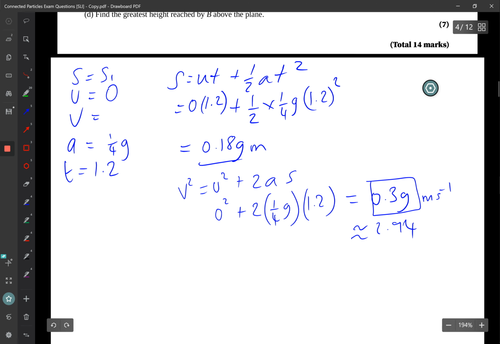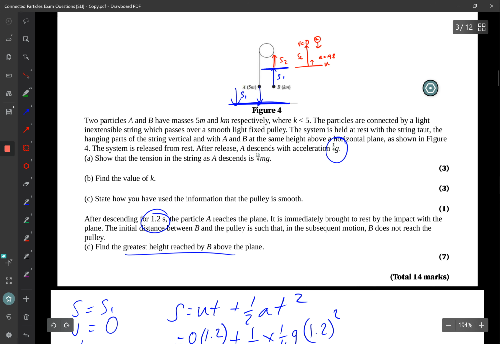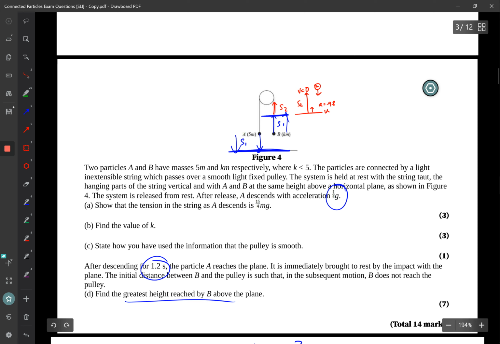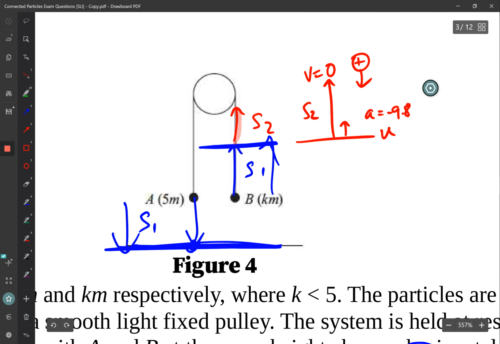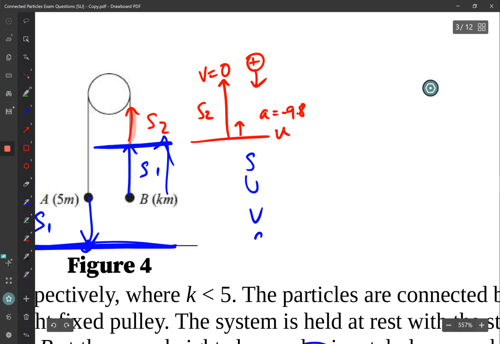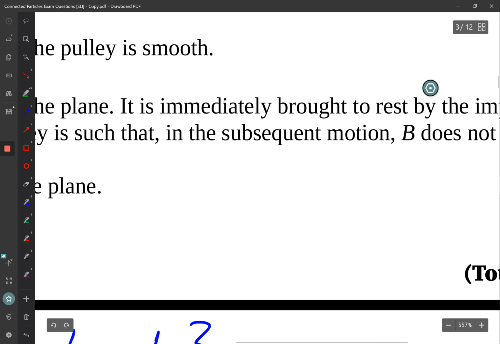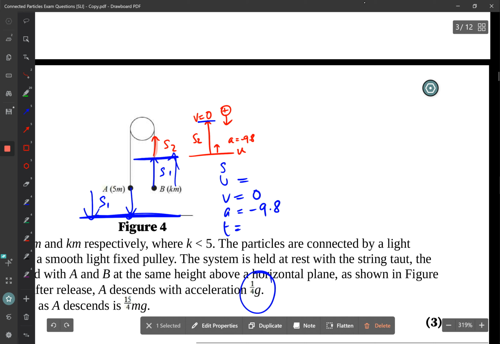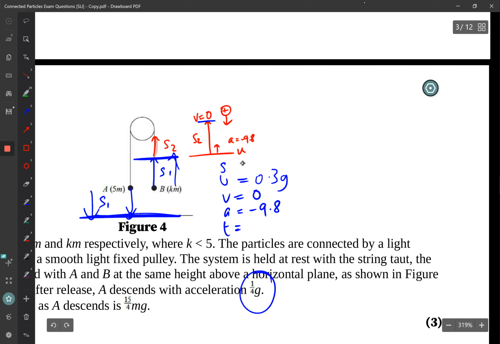So the second part, what we want to do is find the greatest height achieved. So we know that the first distance traveled is 0.18 g meters. The second part of this journey, we're just going to do SUVAT again. Now this time the acceleration is negative 9.8. The time we don't know. We know the final velocity is when it gets to the top, so that's going to be 0. The initial velocity is going to be the final velocity from the previous part, so that's going to be 0.3 g. So you can put that there. And s is just s2, so second distance.